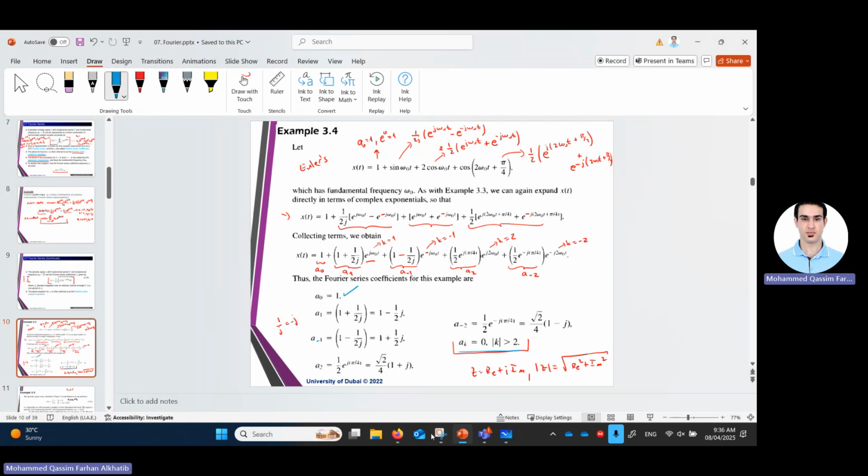Is it clear how to find the coefficients from a sinusoid you'll be given? That's a common question you'll find either in the second quiz or the final. The second quiz, I think it's too early to talk about it. It's going to be a few weeks from now.